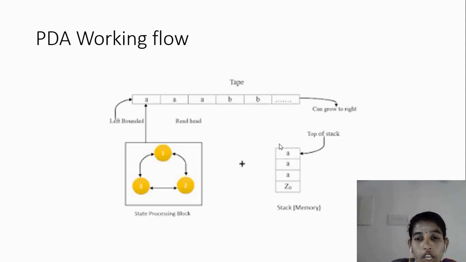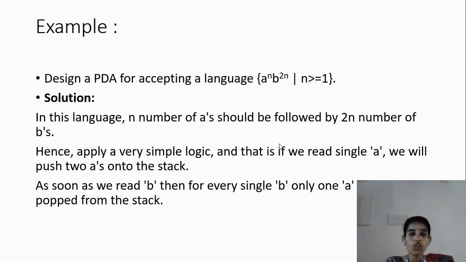PDA is mainly used to check whether the given string is a palindrome or not, or in the concept of A power n and B power n, whether the given string is accepted or not. So everything is done by the simple PDA format. For example, here we are going to design a PDA for accepting A power n and B power 2n. By using this PDA, you can design PDAs for A power n B power n, palindromes, and A power n B power 2n. It has basic solutions.